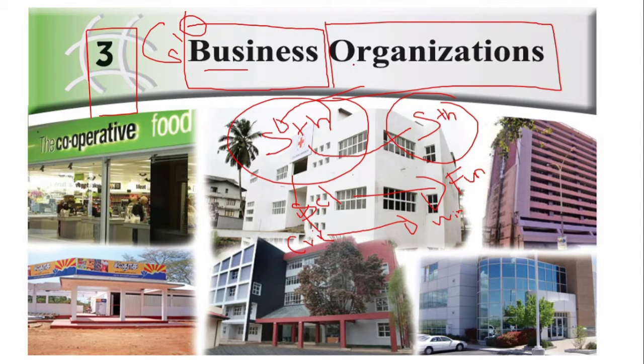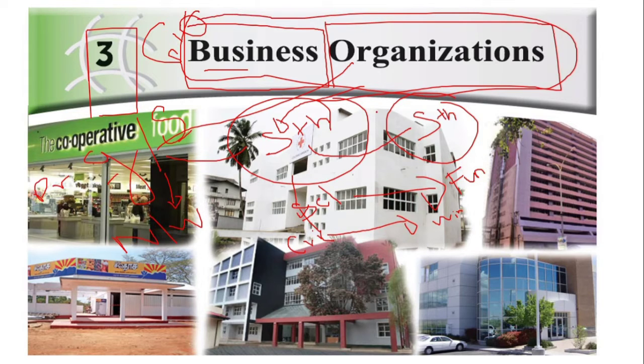When organization comes to producing goods and services, when you are organizing something to produce goods and services to fulfill human needs and wants, that is known as business organization.